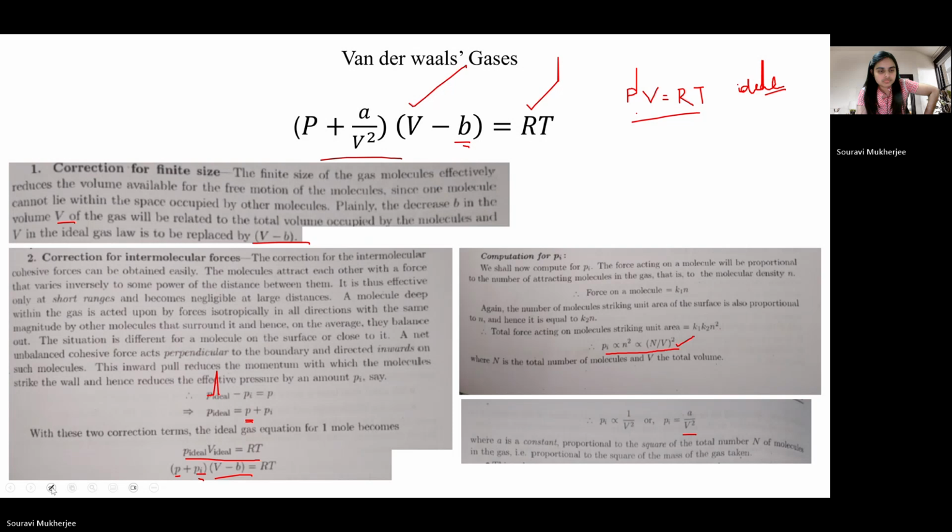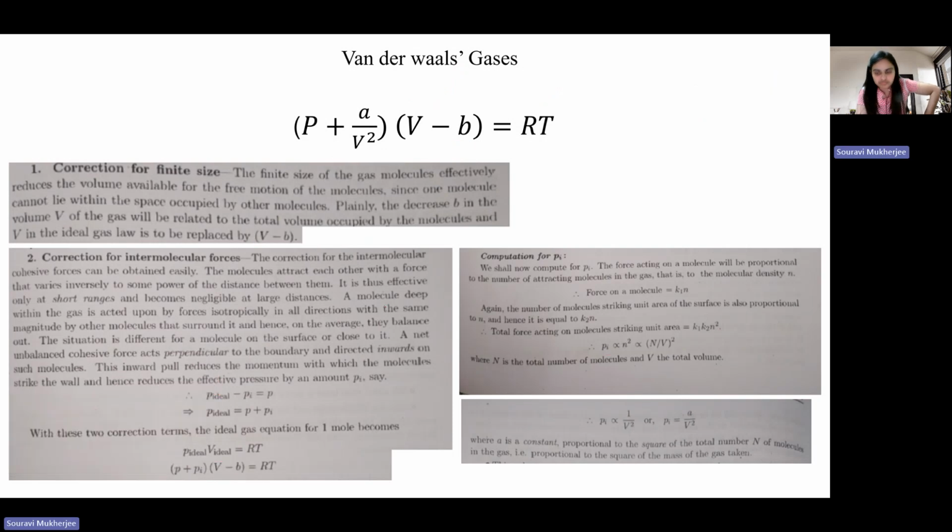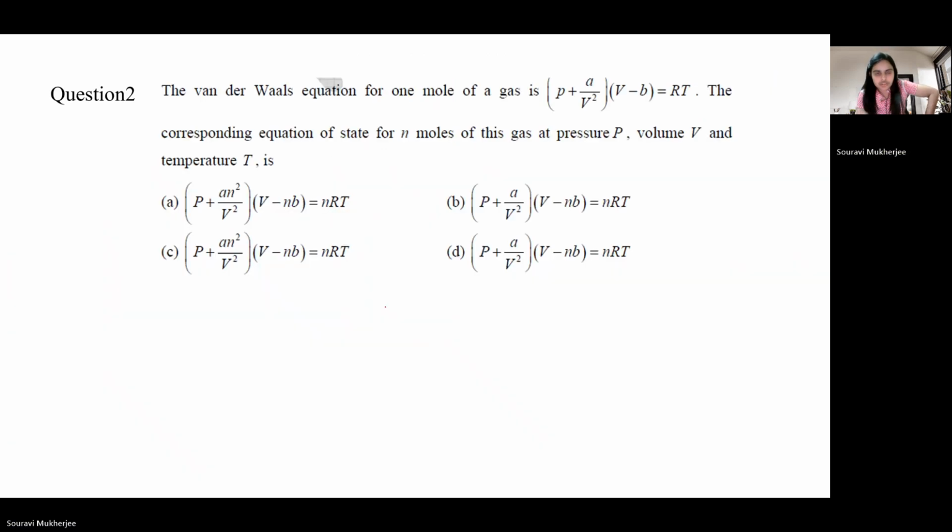What do we get out of this? The first question that we would try to address is, this is for 1 mole of gas, right? So if you have n moles of gas, how will your expression change? Which one among them is the right answer?